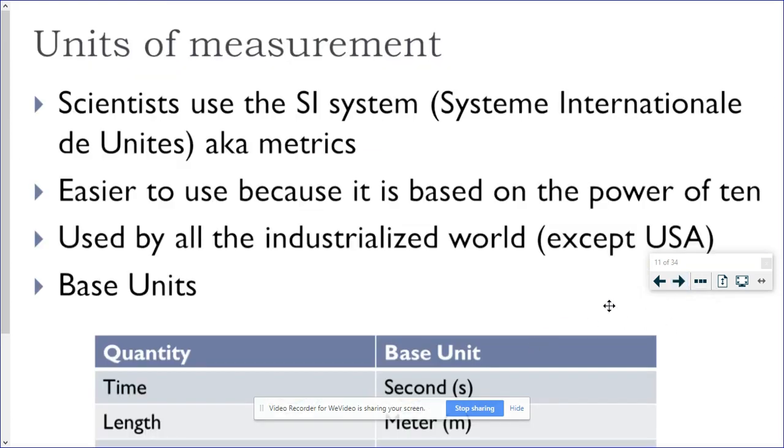We do have the metric system. It's the Système International d'Unités. And trust me, my French is very poor, so I apologize for slaughtering that. It is easier to use. It's based on powers of 10.